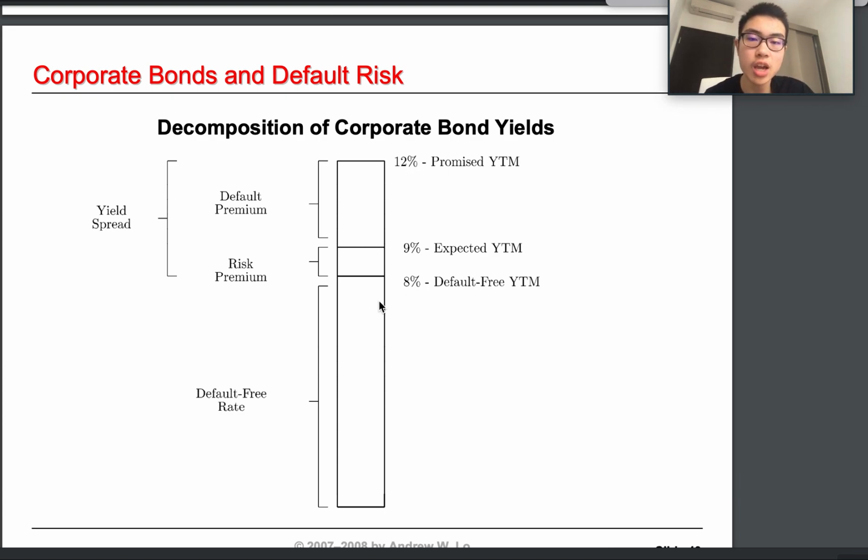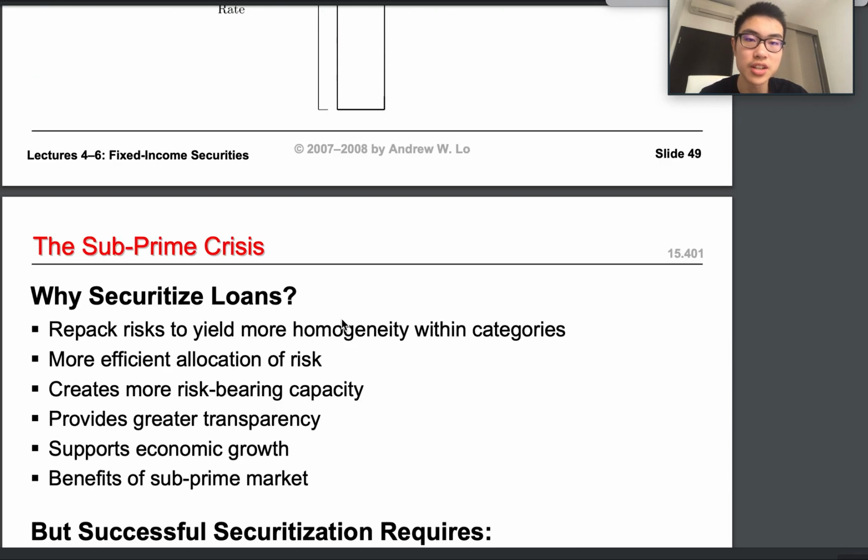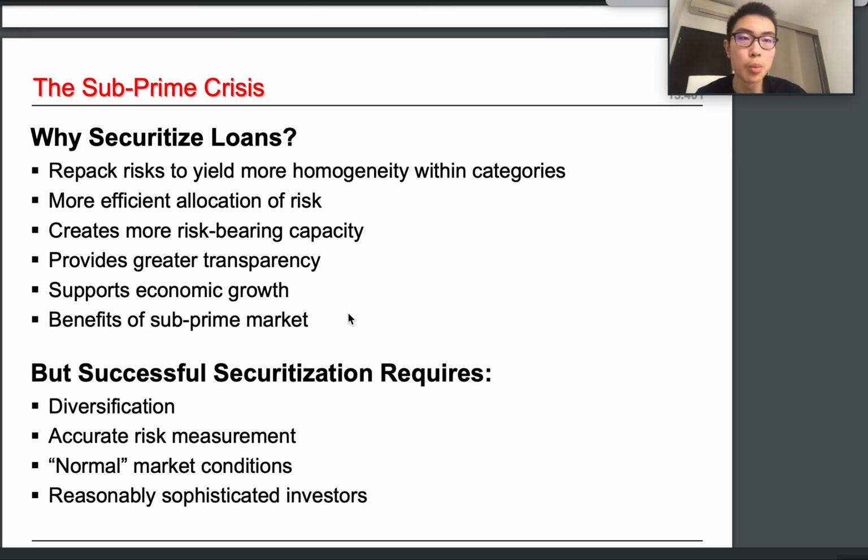And you can see the 8% is the default-free rate, and the 4% that lies between is partly a risk premium and partly a default premium, which means it has a 3% chance of failing on average. Okay, so pretty easy. Now, moving on to something really interesting.